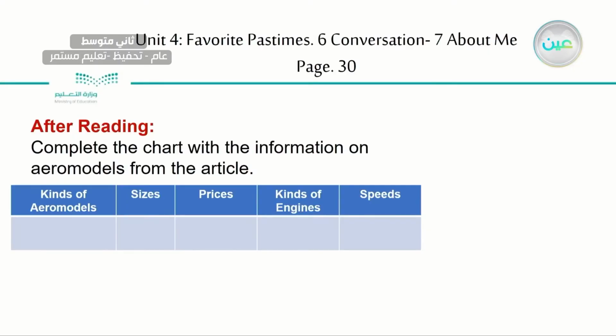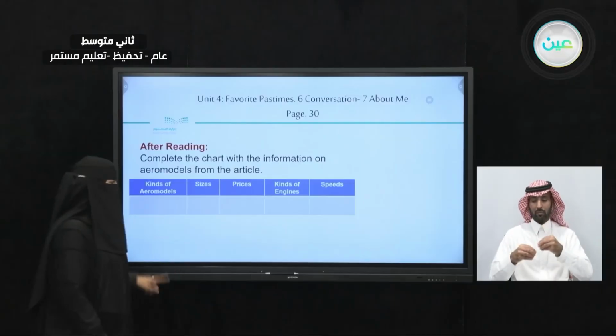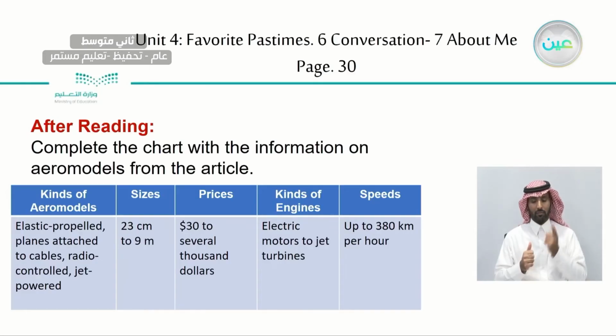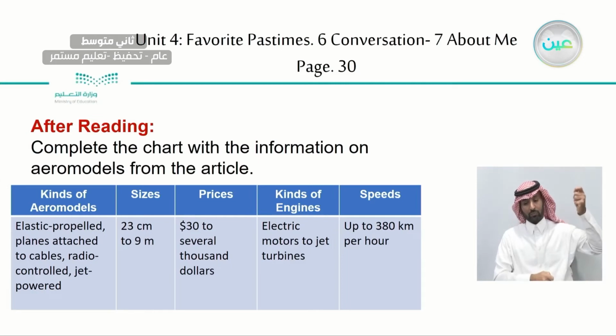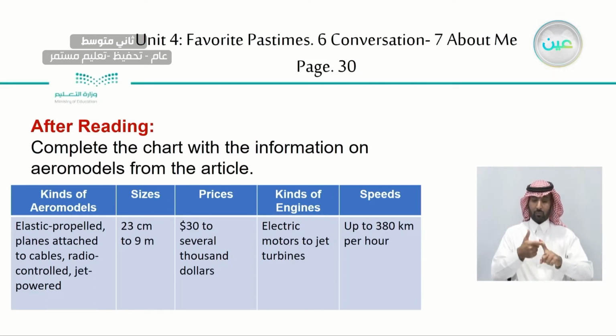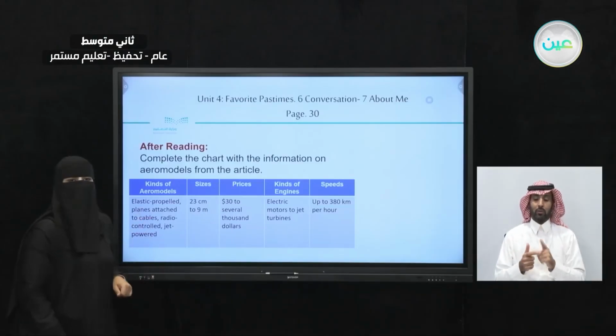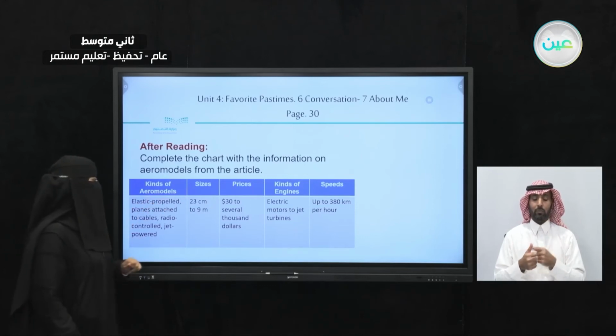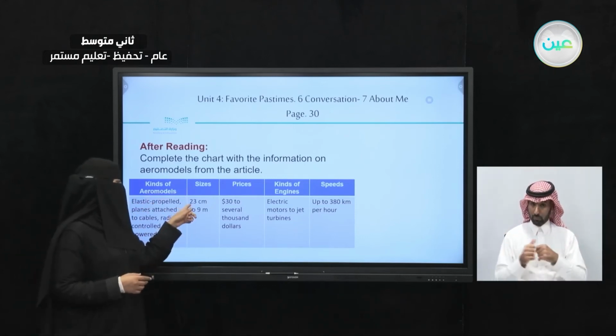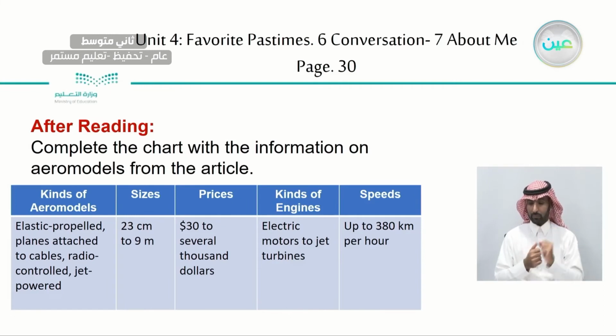Now, let's fill this table with details about air modeling. The first one is kinds of air models. We have elastic propelled planes attached with 2 cables, and we have radio-controlled air models, and we have the jet-powered air models. So we have these kinds. How about the sizes? In the text, they were talking about the size of the airplanes. It can vary from 23 centimeters until 9 meters. So these are details about the size of the air models.